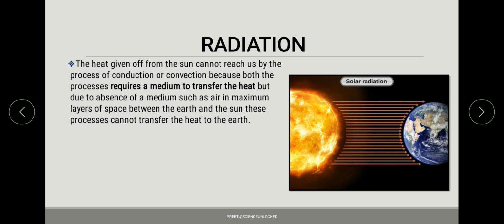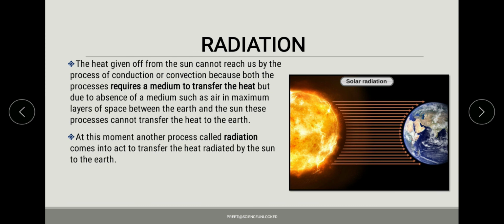So that is also one aspect related with radiation, that in case of conduction as well as convection we require a medium through which the heat will be transferred, but in case of radiation the same is not necessary. This is one of the factors which leads to the heating up of earth because of sun's radiation.